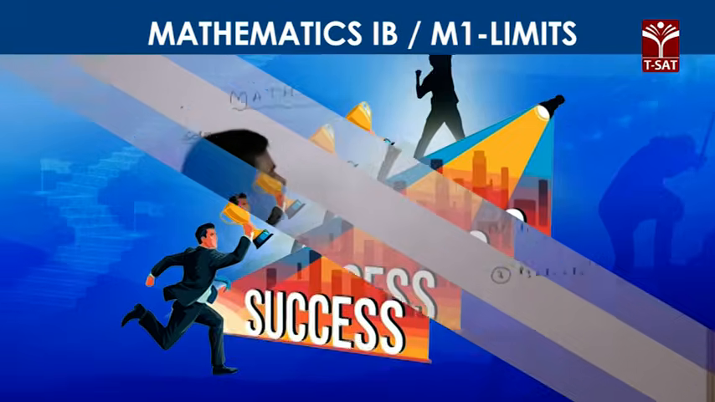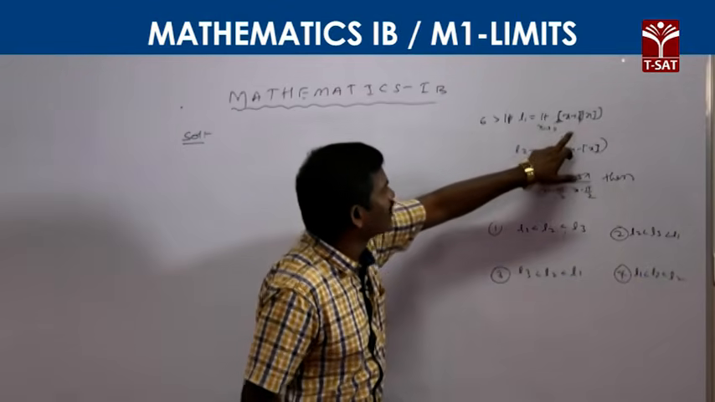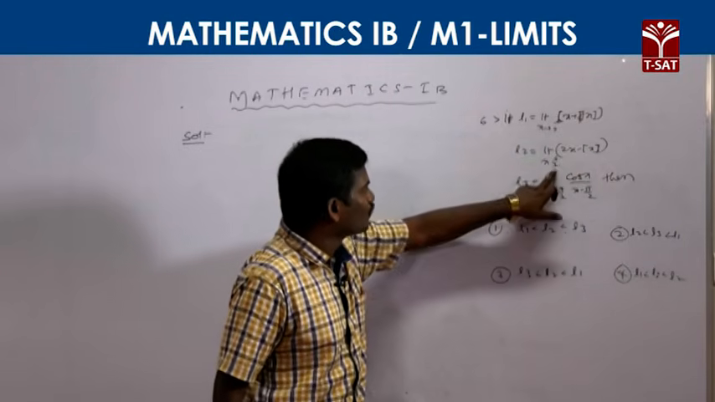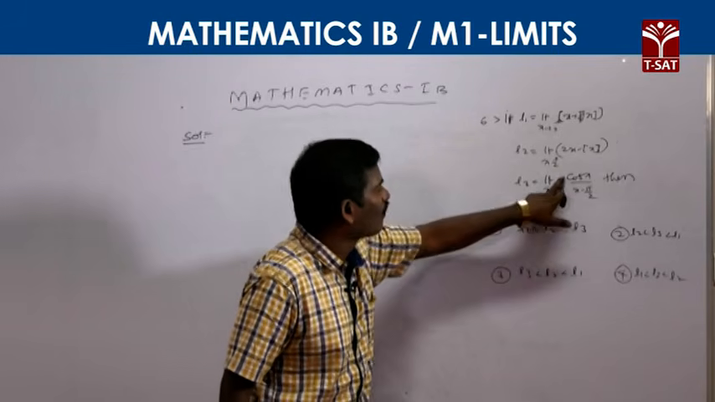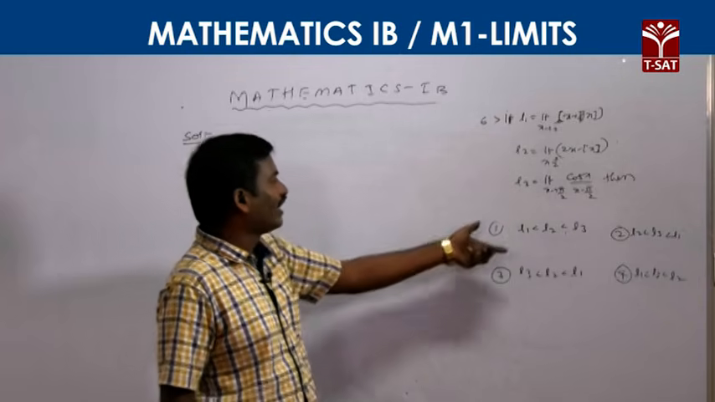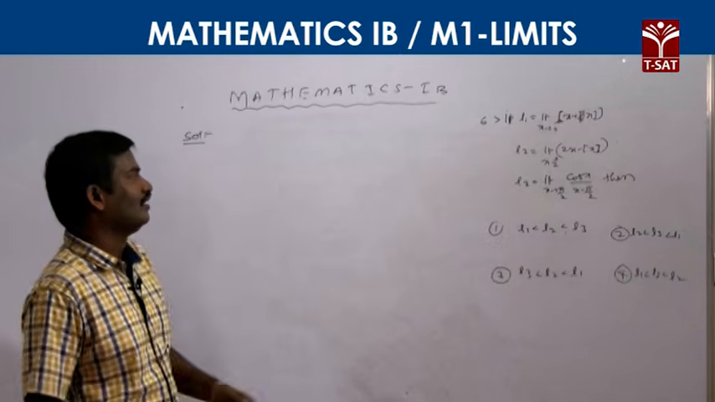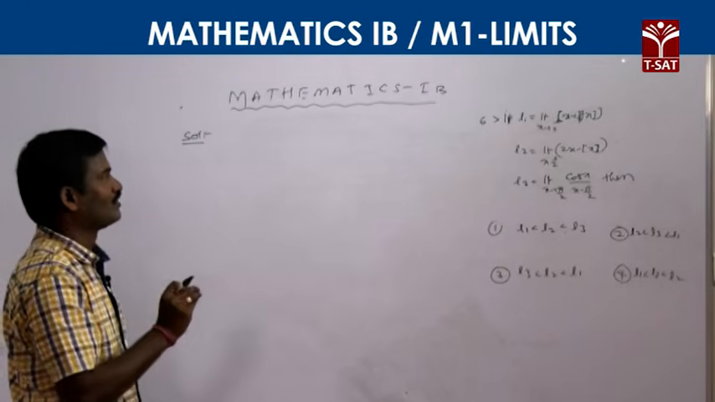Sixth question: if L1 equals limit x tends to 2 plus, x plus step of x. L2 limit x tends to 2 plus, 2x minus step of x. L3 limit x tends to pi by 2, cos x by x minus pi by 2. Then these 3 values, in order, we need to check in the options. So which option is going to satisfy? For that, first individual values, we will solve each function one by one.